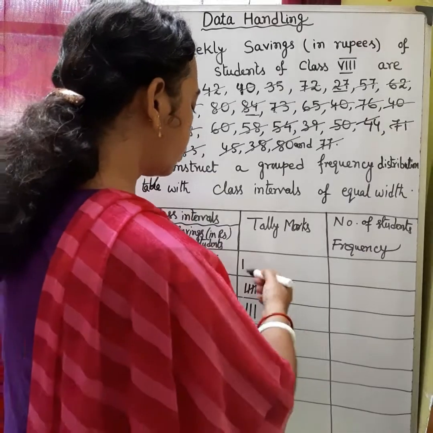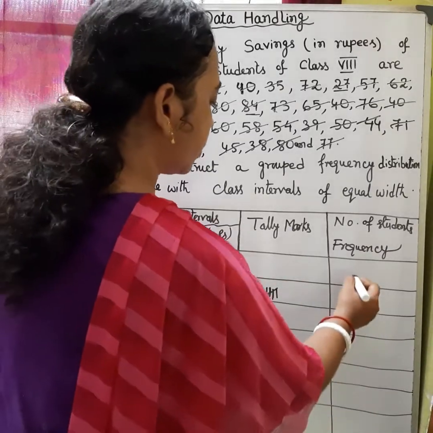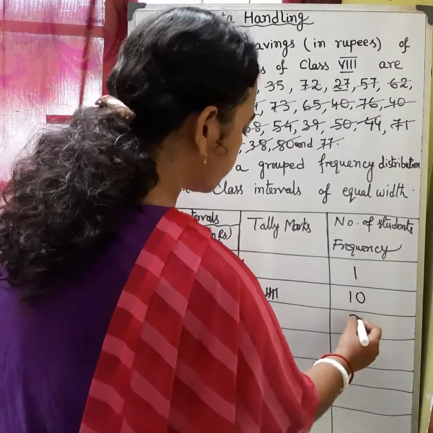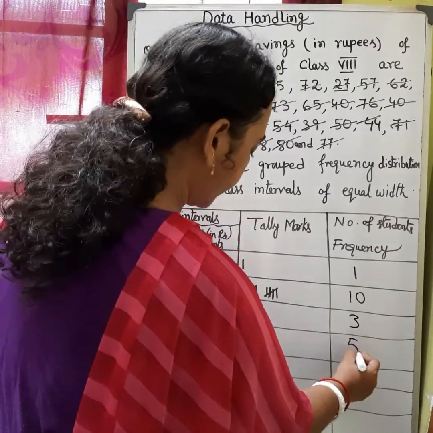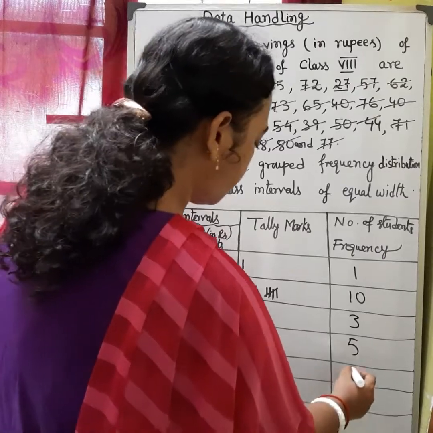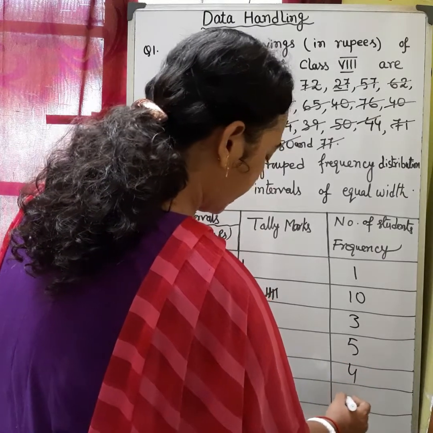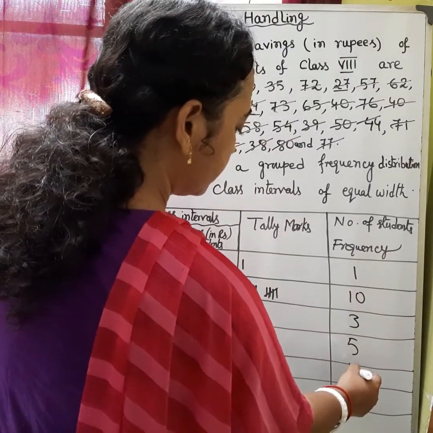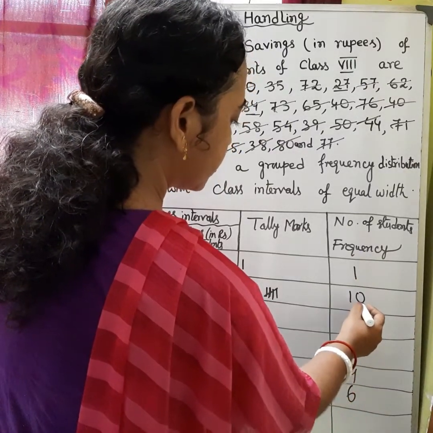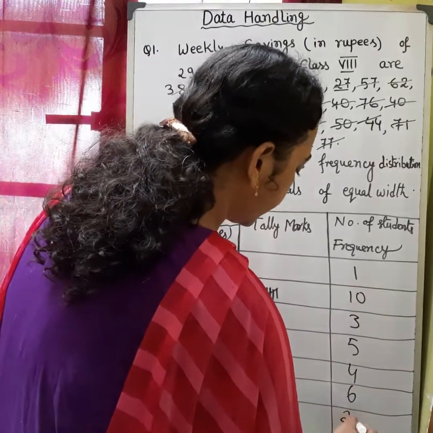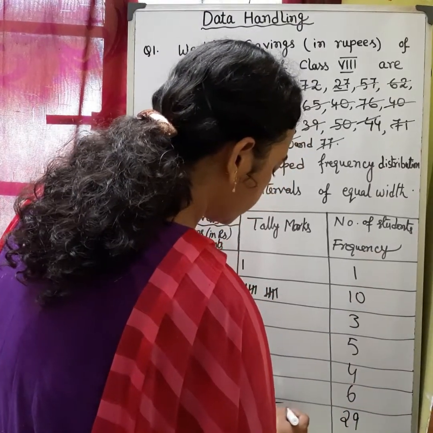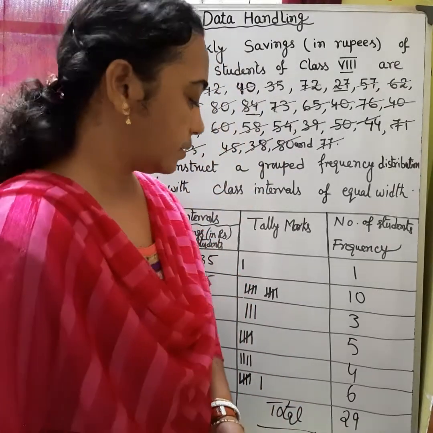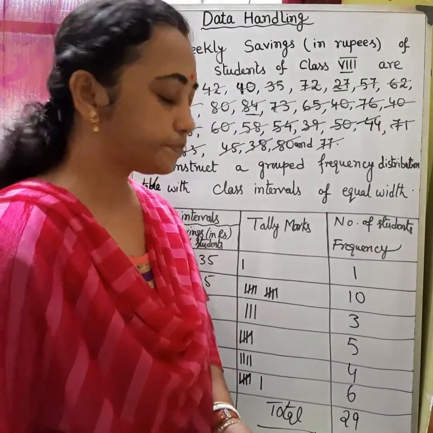Now if we total these tally marks, the first one gives only 1, the second 5 plus 5, 10, the third one is 3, the fourth one is 5, the next one is 4, the last one is 5 plus 1, 6. So if we total this sum: 10, 15, 18, plus 10, 28, plus 1, 29. So we get the total 29, which is the total number of students according to our question.